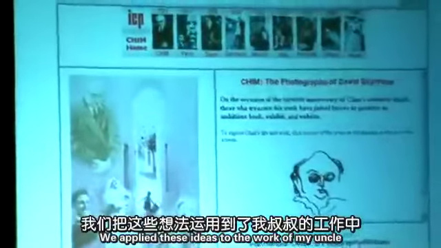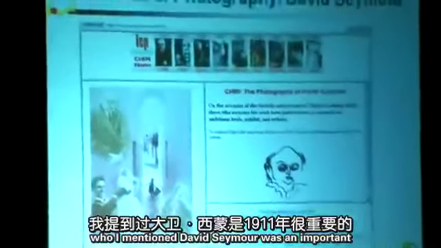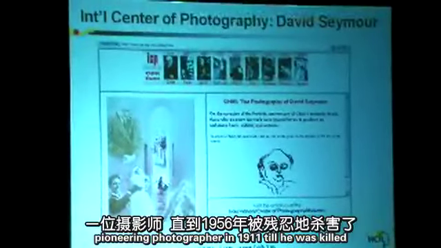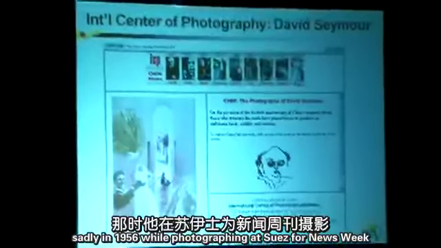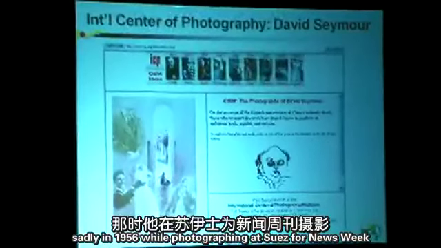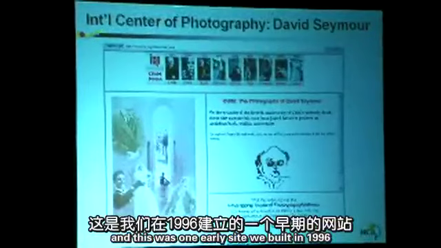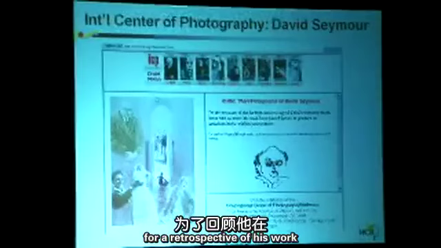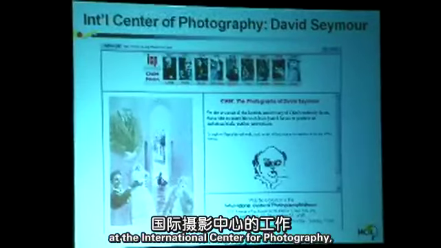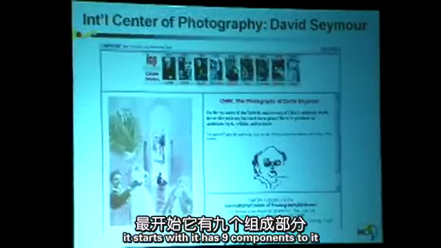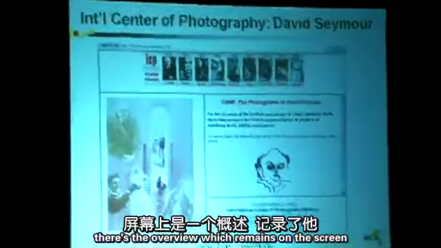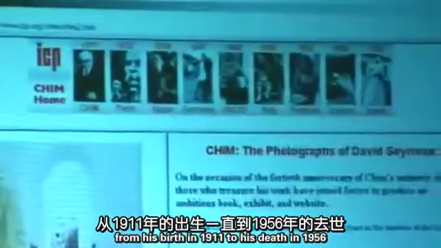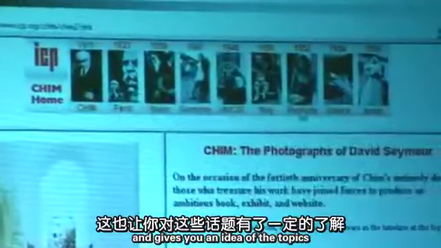We applied these ideas to the work of my uncle, who I mentioned. David Seymour was an important pioneering photographer, born in 1911, until he was killed, sadly, in 1956 while photographing at Suez for Newsweek. And this was one early site we built in 1996 for a retrospective of his work at the International Center for Photography. It has 9 components to it. There's the overview, which remains on the screen, from his birth in 1911 to his death in 1956, and gives you an idea of the topics.